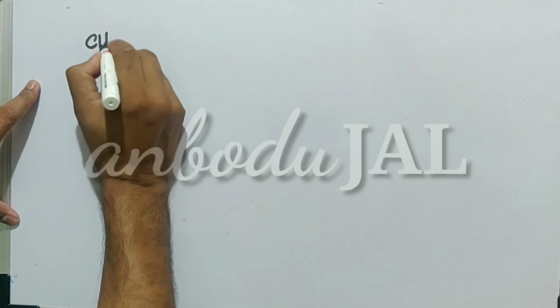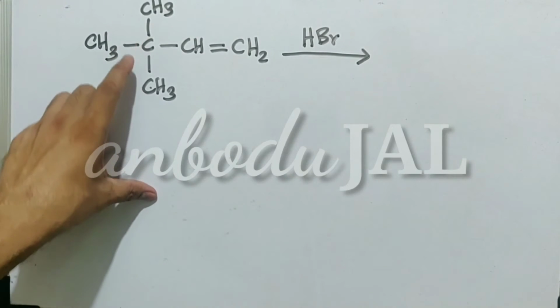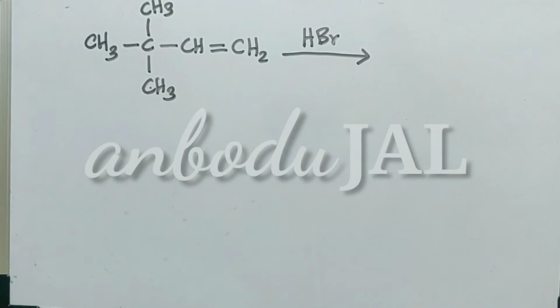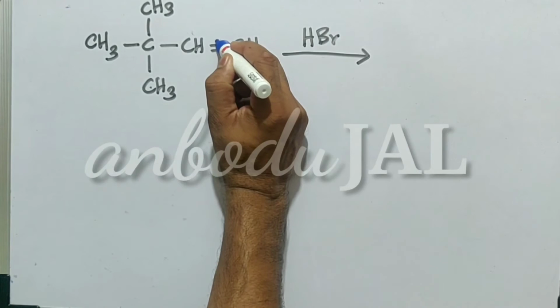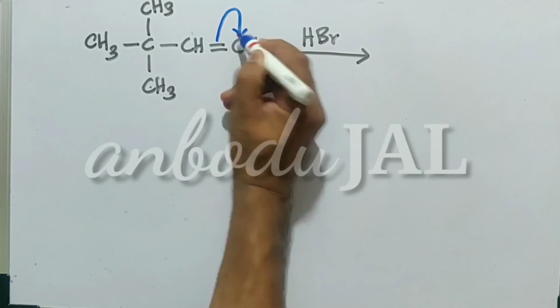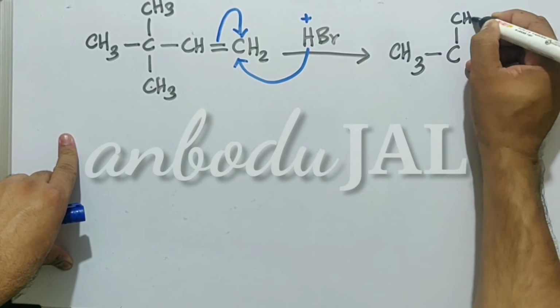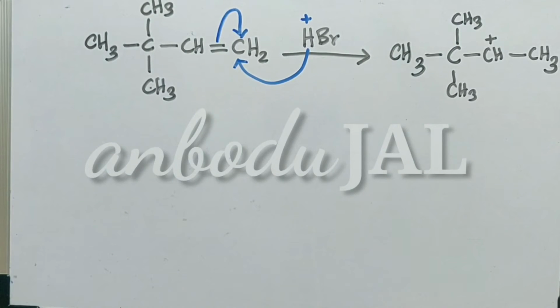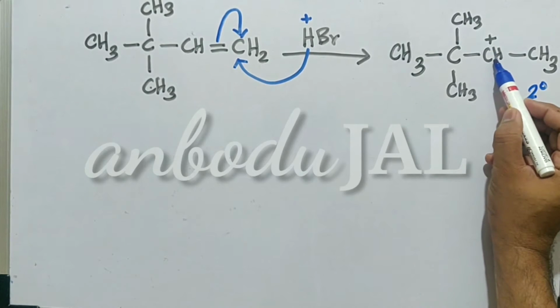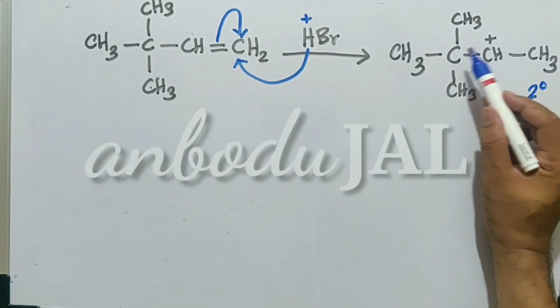Okay. Consider this compound, that is 3,3-dimethyl-butene. As a result of Markovnikov addition, we are getting the carbocation like this. This carbocation is a secondary carbocation. Why? This carbon is directly attached to two other carbon atoms.